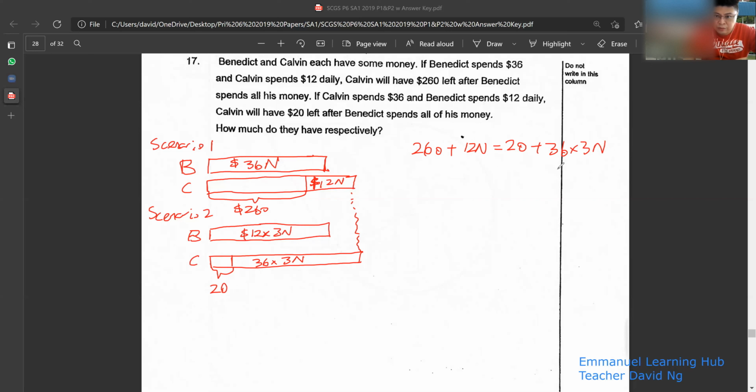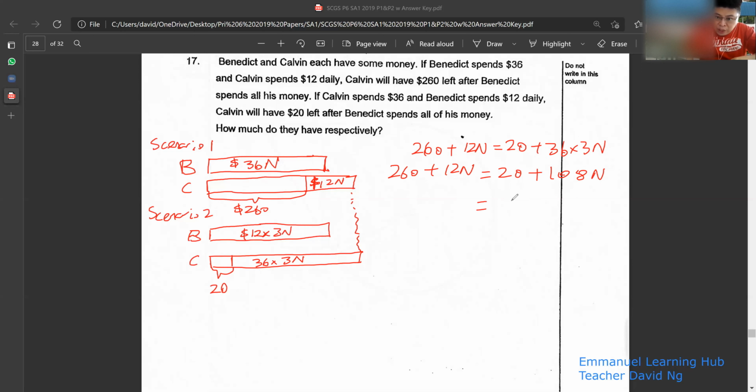This is the part you have to understand. Because they are both Kelvin's money, the money is the same in both scenarios. So Kelvin's money is 260 plus 12N equal to 20 plus 36 times 3N. Now, 36 times 3, your calculator will tell you, is 108.